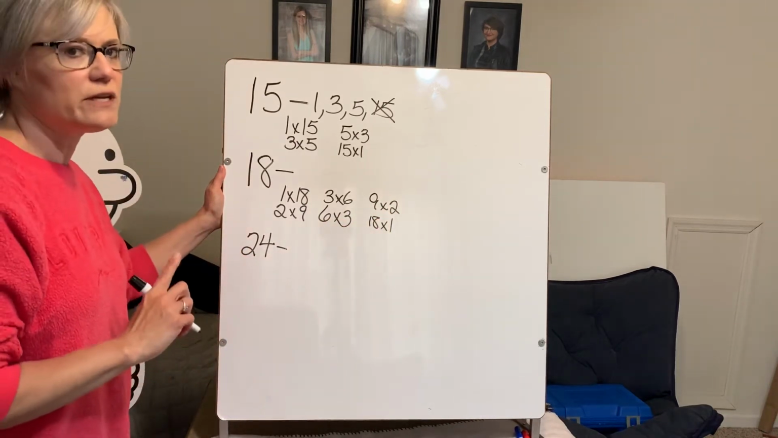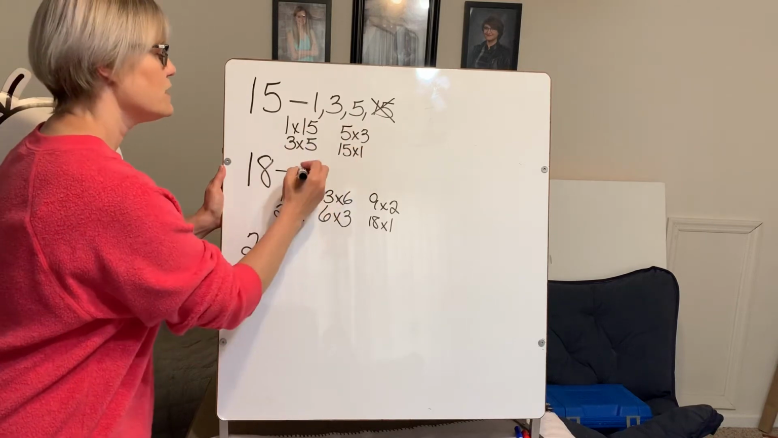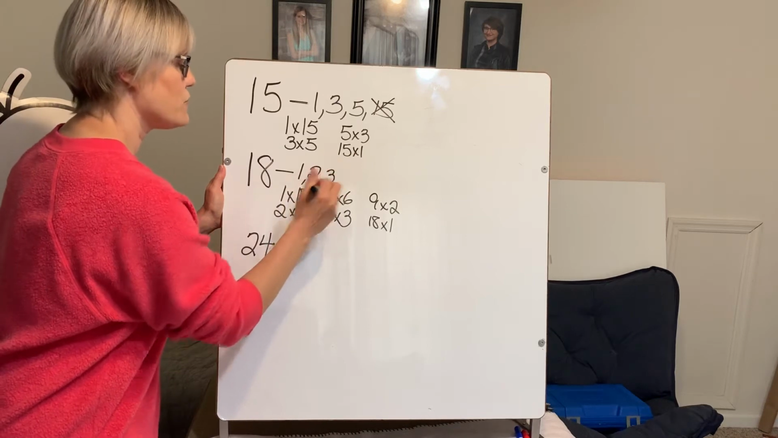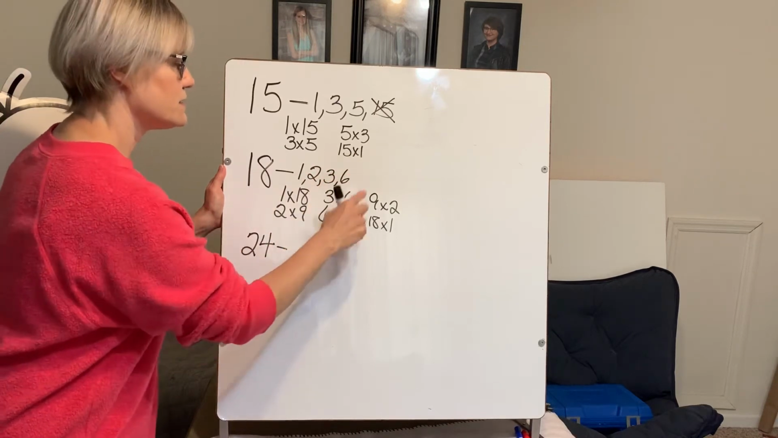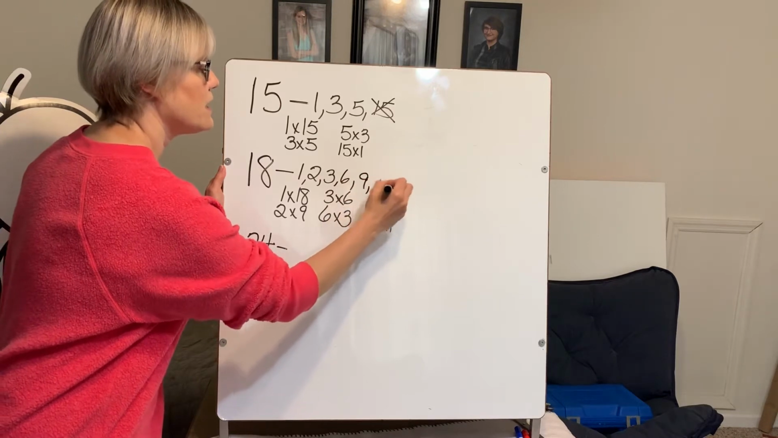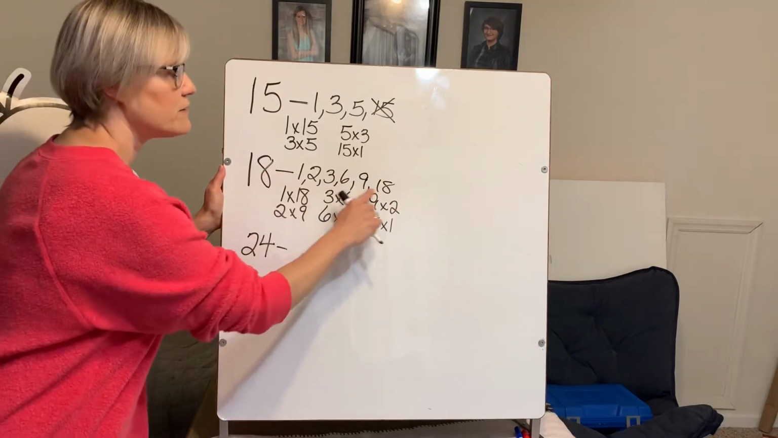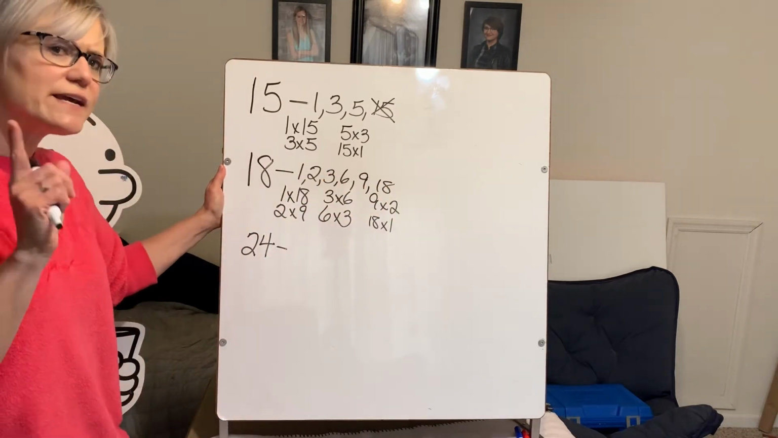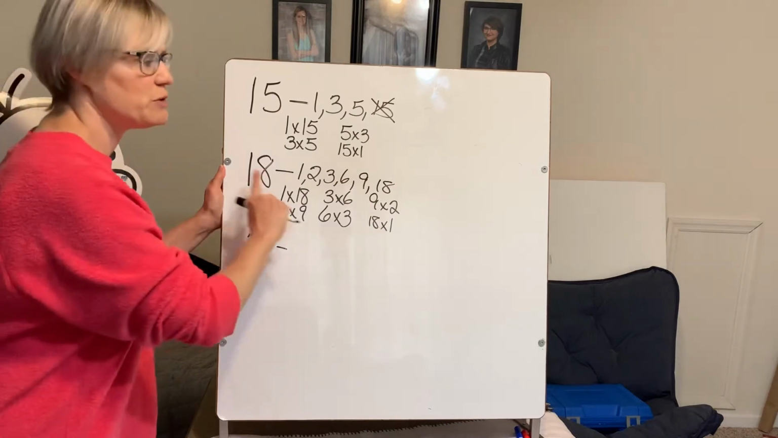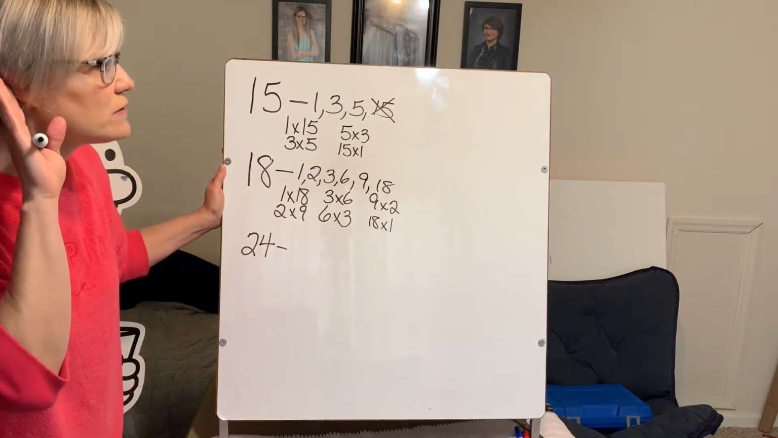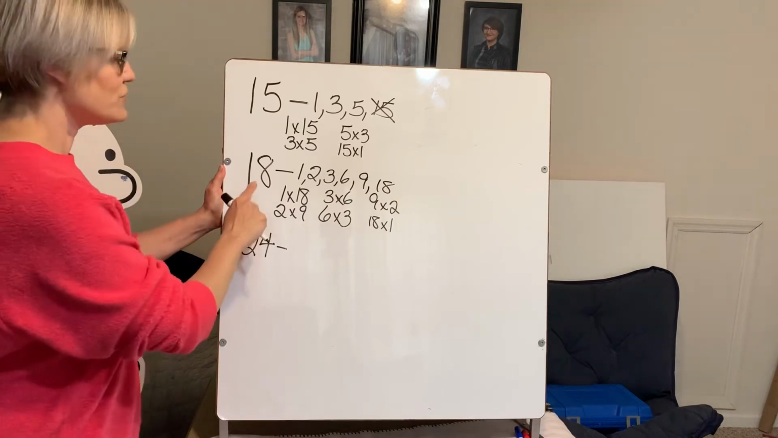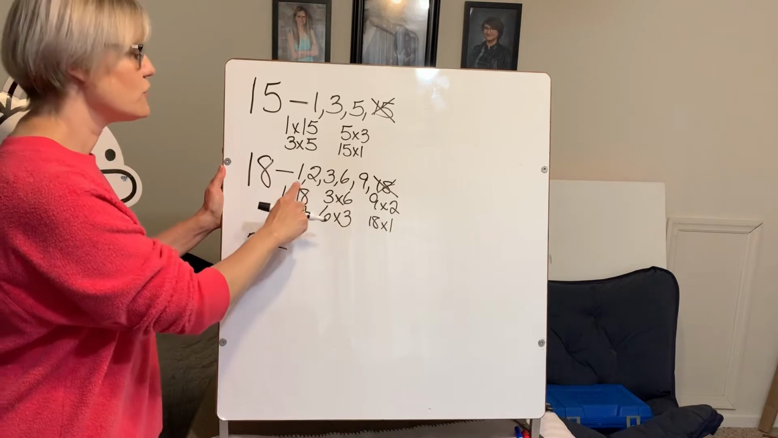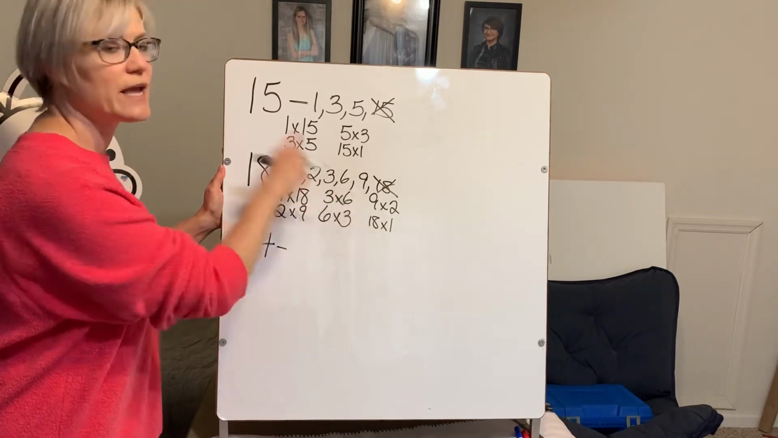So we can go ahead and make our list from least to greatest. So I've got 1, 2, 3, 6, 9, and 18. All right, so there's my complete list of factors for 18. Now, what did I say I had to exclude in order for this to be a list of proper factors? You're right, the number itself, which is 18. So if I take 18 out, now I have a list of proper factors. 1, 2, 3, 6, and 9.